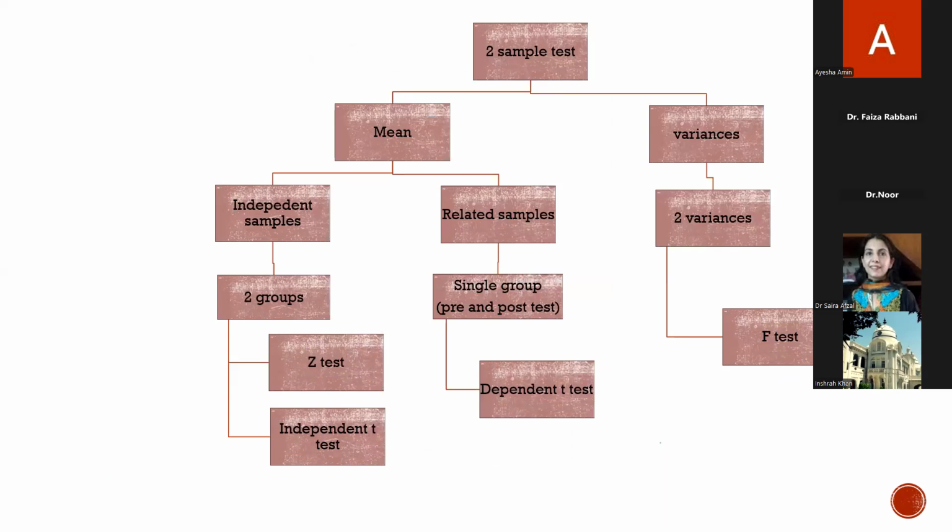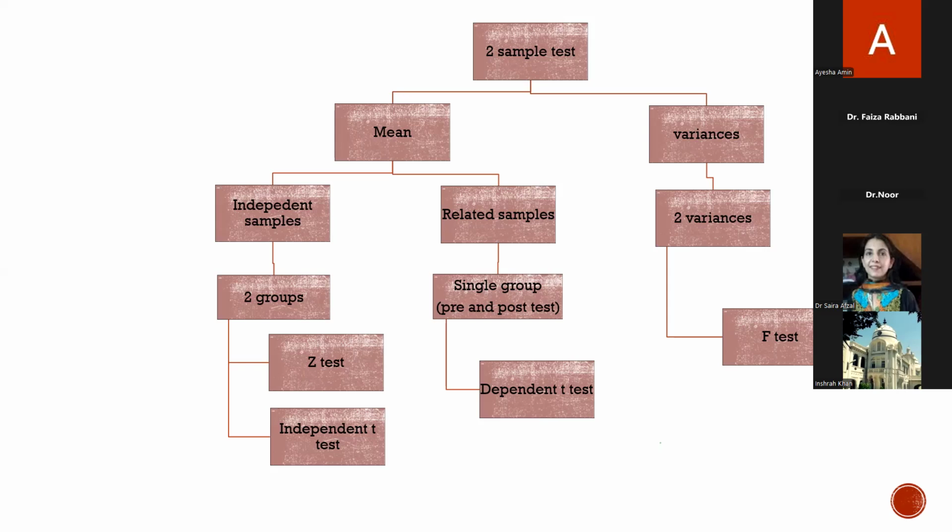This flowchart basically shows that when you have the sample, you choose whether you have the mean from the sample or variances from the sample. If you have mean, then you further check whether it is an independent sample or related samples. When the samples are independent, you check whether there are two groups. If there are two groups, you will apply either Z-test or independent t-test based on the tested conditions.